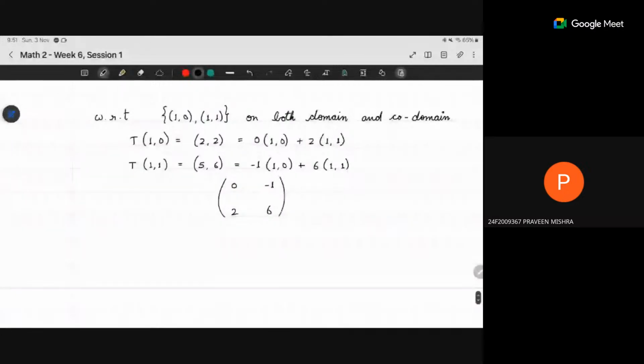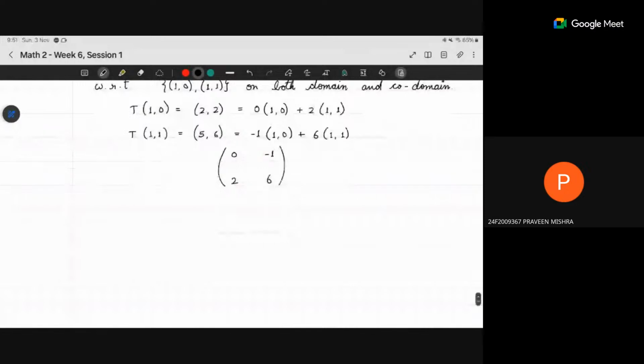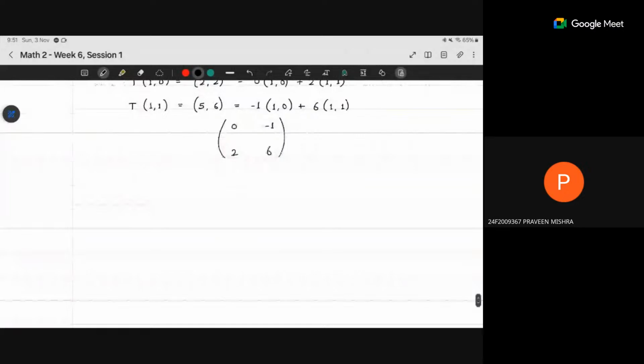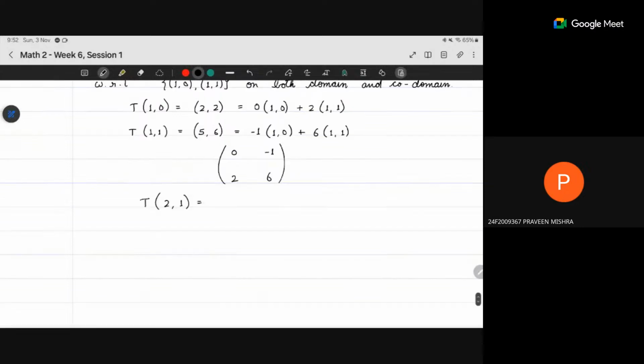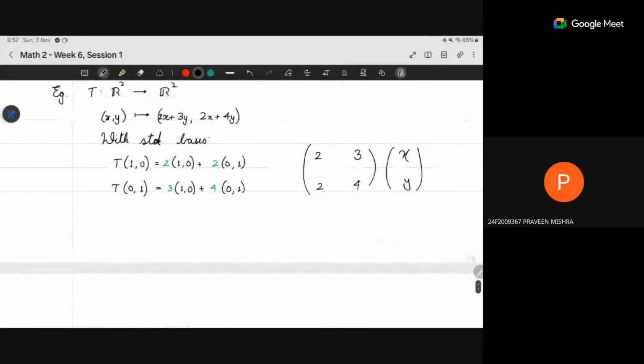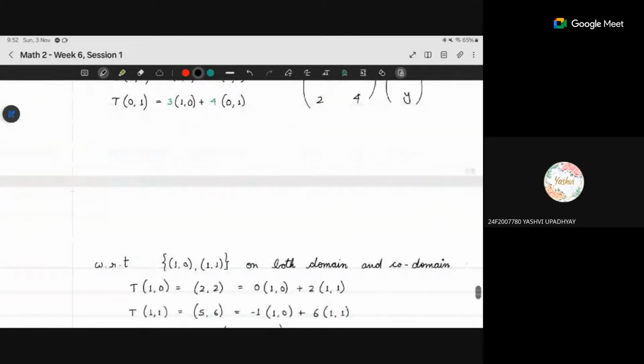No. Your linear transformation can also be expressed as matrix multiplication with respect to this matrix. But how? If I give you a vector, let's say 2, 1, what is T of 2, 1? 2x plus 3y, 2x plus 4y. The direct evaluation of T of 2, 1 gives me 7, 8. Right? Yeah, 7, 8.